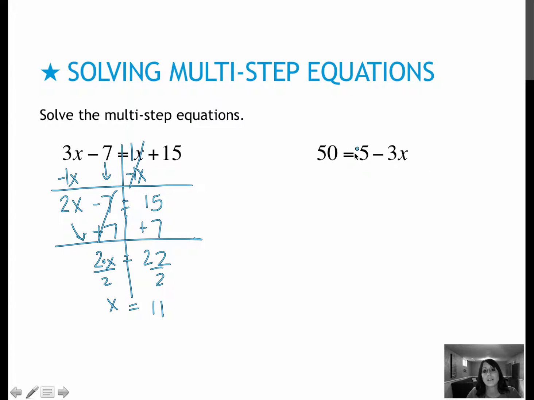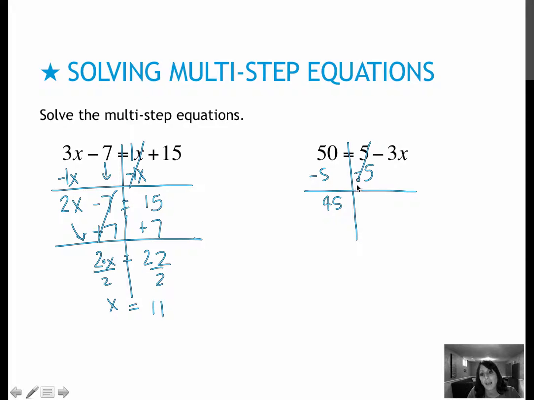And this last one is actually a little bit easier than the one we just did. I'm trying to get that 3x by itself. So notice that there's no x over here. What you should not do is subtract the 50 from each side, because then you'd have 0 on the left side and that wouldn't do you any good. So what I am going to do is subtract the 5, because the 3 is already by itself. So 50 minus 5 is 45.